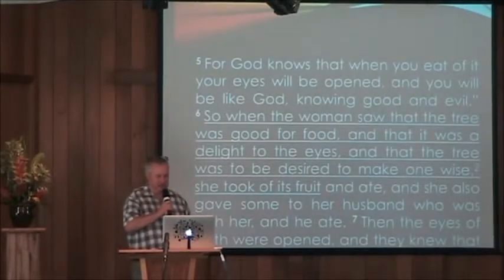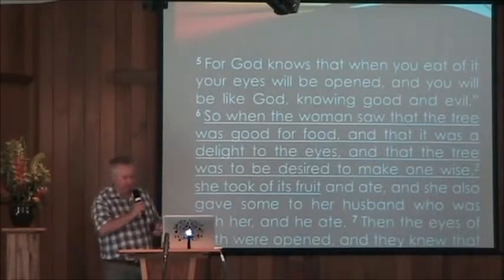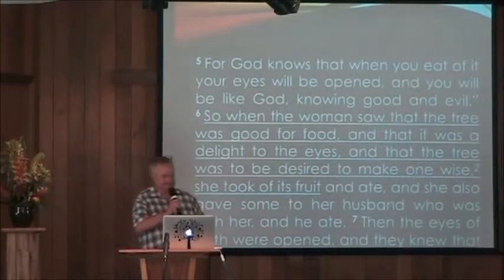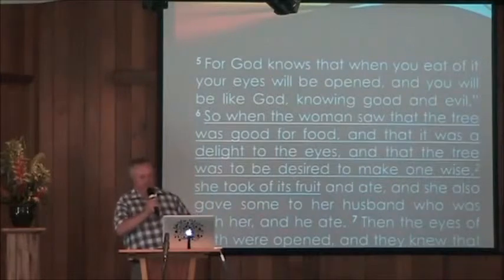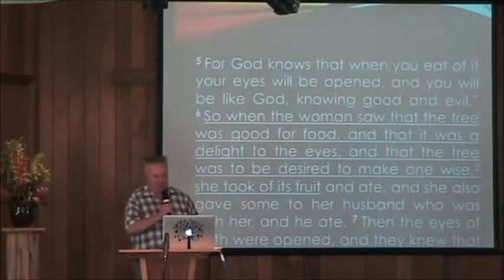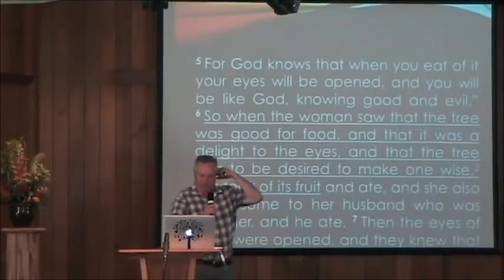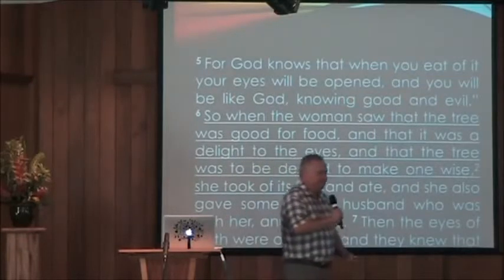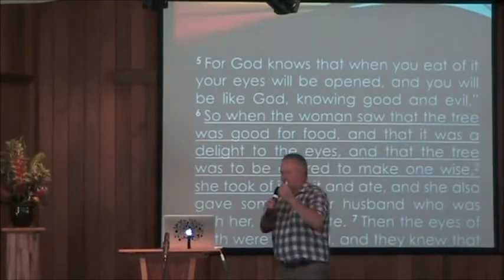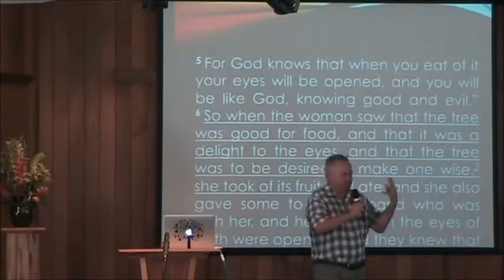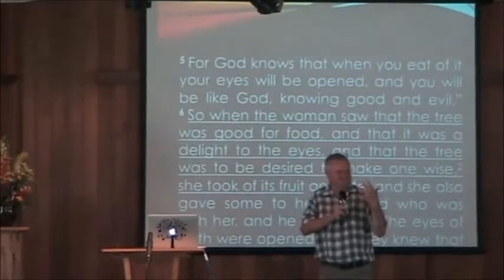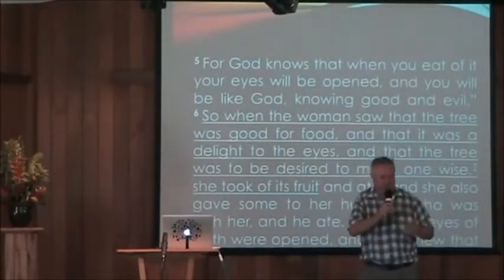But interestingly, for God knows that when you eat of it, your eyes will be open and you will be like God, knowing good and evil. So when the woman saw that the tree was good for food, ding, ticks one box. And it was a delight to the eyes, tick, number 2. And the tree was to be desired to make one wise. Got 3 ticks. All of a sudden, it's meeting 3 really good criteria for Eve to go, maybe God isn't quite telling me the truth.